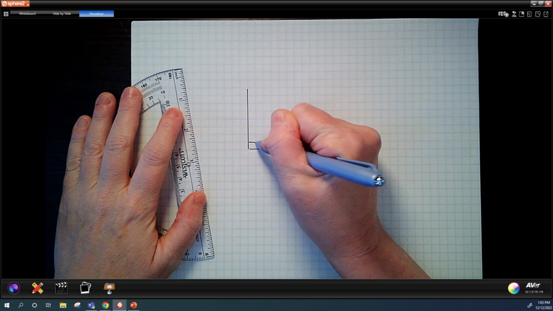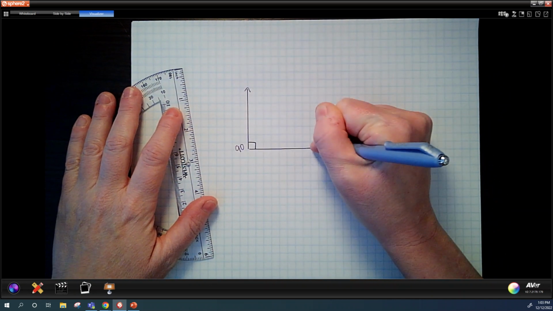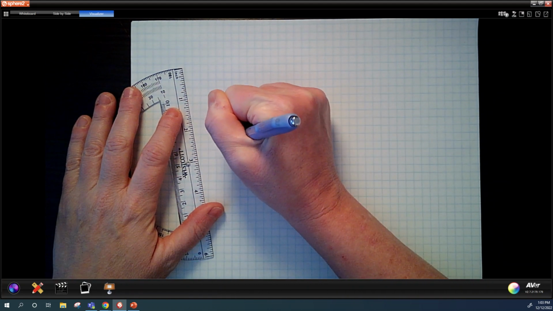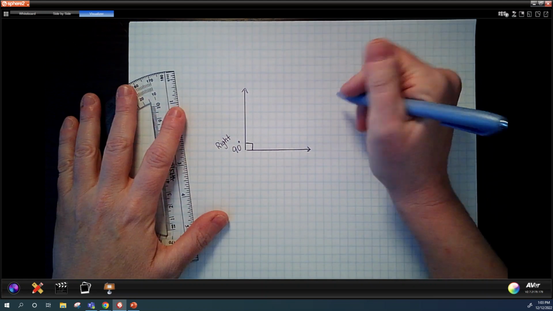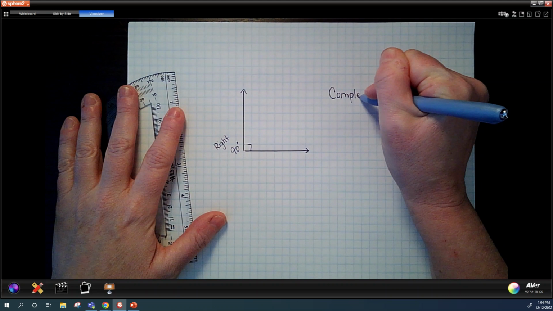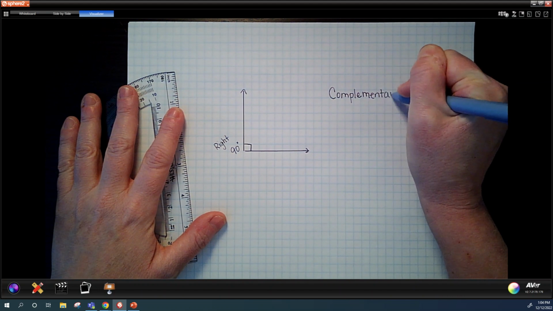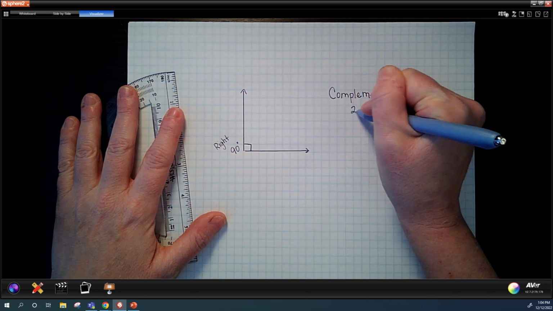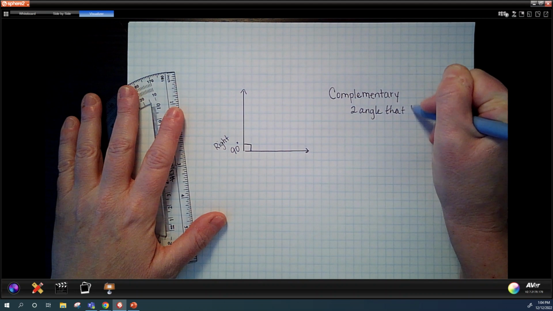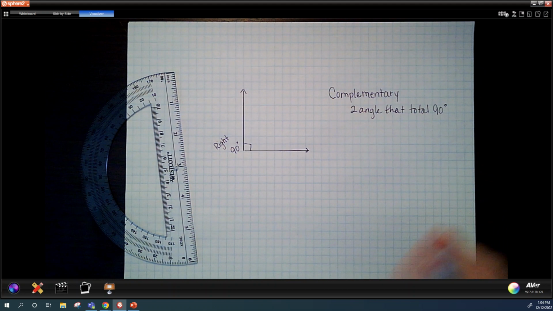We recognize that this is a 90-degree angle. Use that sign there, 90 degrees. And it's also a right angle. Now, we know that there is one type of angles that are called complementary. Complementary angles are angles that make up 90 degrees. And if you know one of them, you know the other.